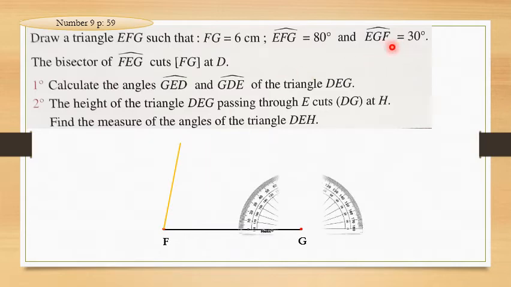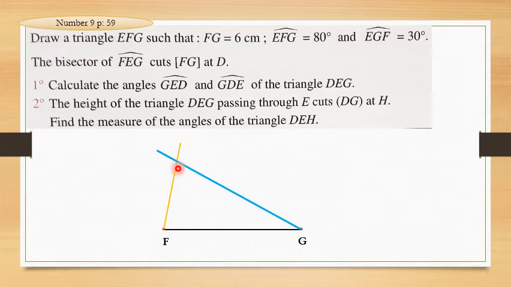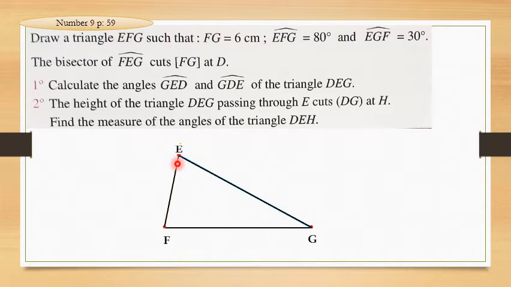We have EGF equal to 30 degrees. Starting from 0, 10, 20, and 30, we draw here a semiline, and the point of intersection of these two semilines is the point E. And that's our triangle EFG. What did I do? I erased the elongation, just that.